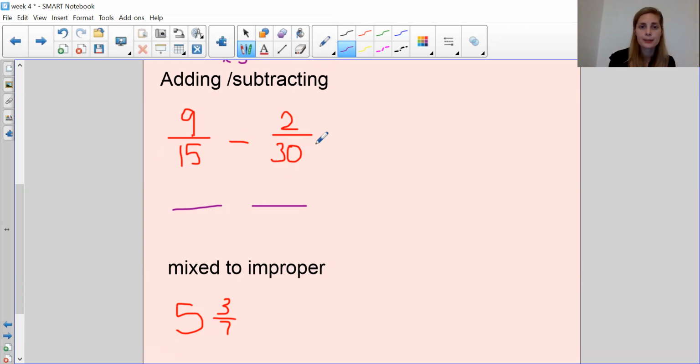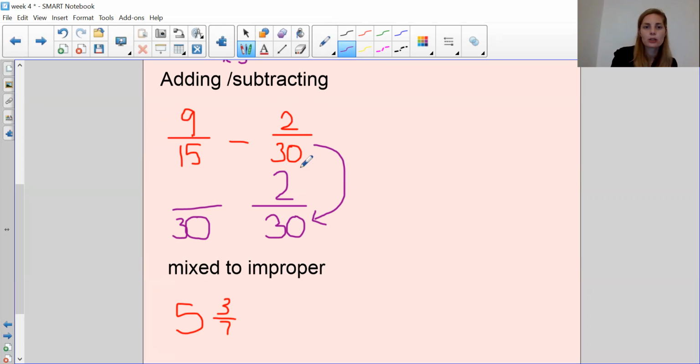That's very important. So I look at the biggest number, which is 30, and I say, can 15 go into 30? And hopefully you know it can. Right, so I'm going to have 30. Now, what did I do to 30 to get 30? I did nothing. So I'm just going to leave the top number the same, 2. I'm not going to change it because I haven't changed the 30 at the bottom.